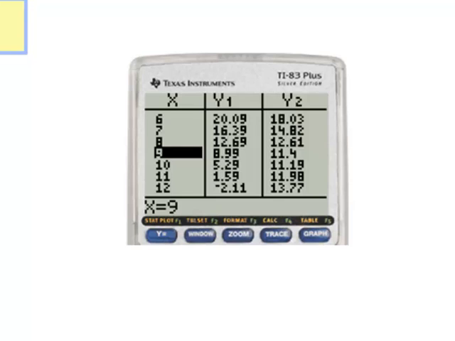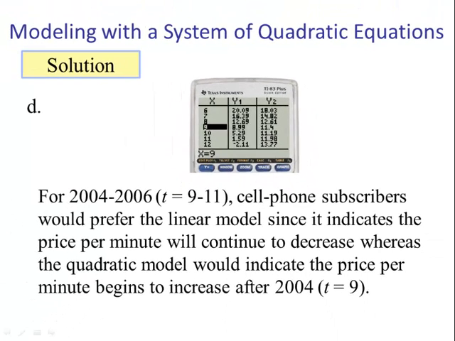D, we want to look at when t is 9, 10, and 11. For y1, the values are going down, and for y2, the values are starting to increase. So we would say for the years 2004 to 2006, and that's when t is 9 through 11, the cell phone subscribers would prefer the linear model since it indicates the price per minute will continue to decrease, whereas the quadratic model would indicate the price per minute begins to increase after 2004.